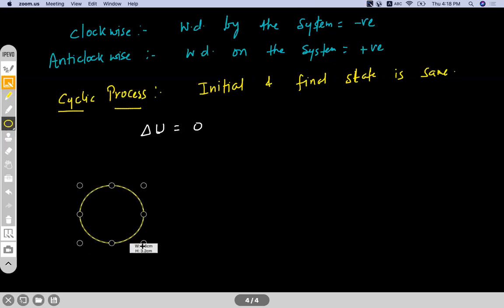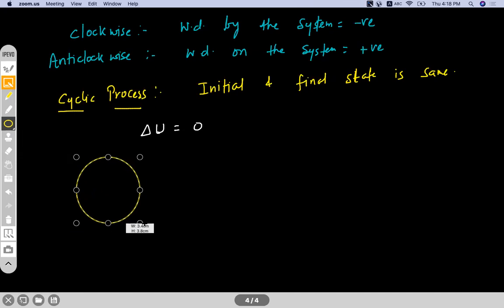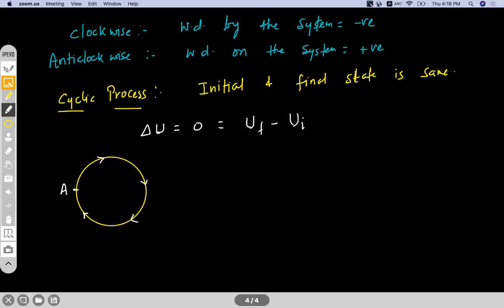So state function is this. Let's suppose we have a circle, like we have a process like this. It starts from the point A. It goes like this and reaches point A again. So initial and final step is same. So delta U is what? It is UF minus UI. But UF and UI is the same only because the state is same. That's why it is zero. So all the change in state function is always zero for cyclic process. All these are zero.